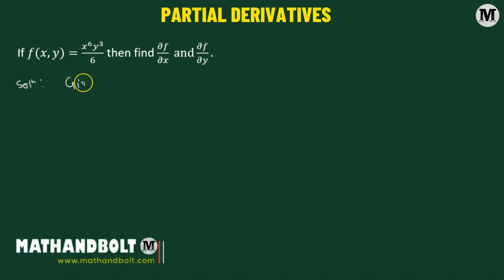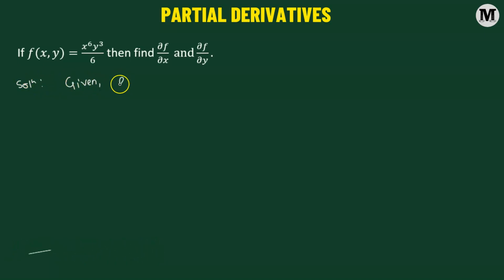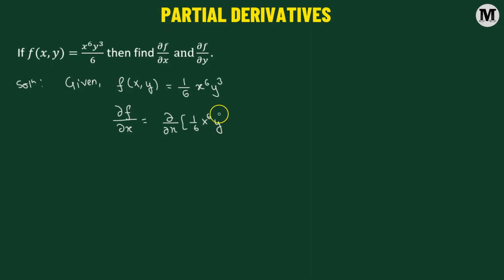So here we have our function f, which is a function of two variables, x and y. This was given by 1/6 times x raised to the power of 6 times y cubed. Our goal will be to obtain the partial derivative of function f with respect to x. So that means we'll take the partial with respect to x of 1/6 times x raised to the power of 6 times y cubed.